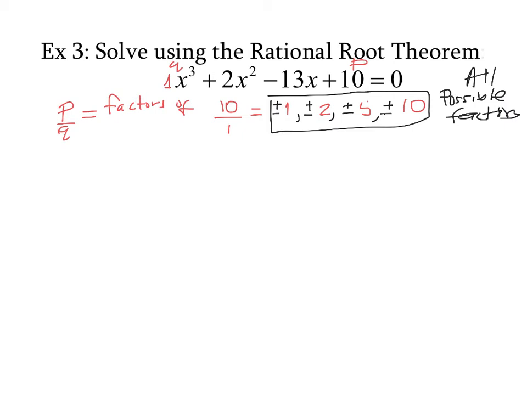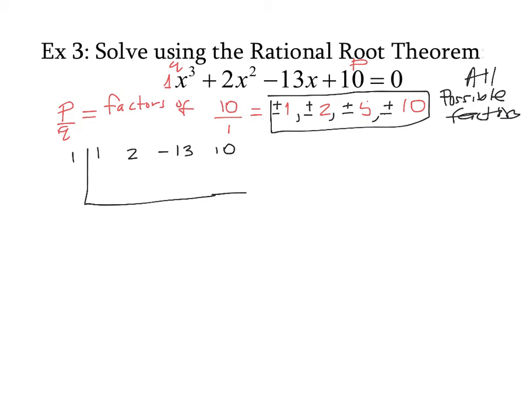So let's do that. I'm going to pick from the list, and I'm going to pick 1. So I'm going to use 1, and then I'm going to write my coefficients 1, 2, negative 13, and 10. Remember, if I get 0, then I'm lucky. Why did I pick 1? I just guessed 1. I can pick 5, any of them. You can pick 1 and see which one will give you 0.